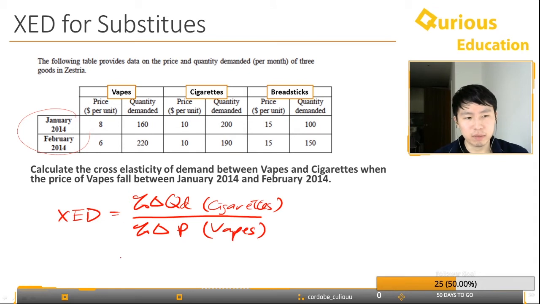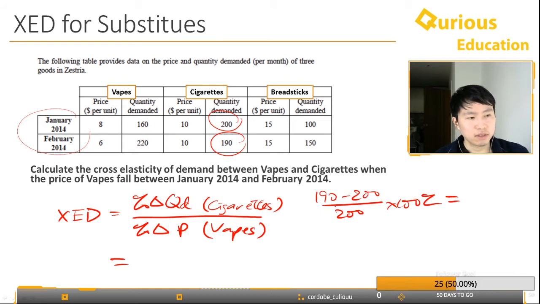And then we can just pop in the numbers as usual. So we see that the cigarettes has decreased in the amount of which they're being demanded. So again, new value minus the old value divided by the old value times by 100%. Then what we get is minus 10 over 200, which is minus 5%. Okay, let me just recheck this. Okay, 1, 2, yeah, it should be minus 5. Tell me if I'm wrong.